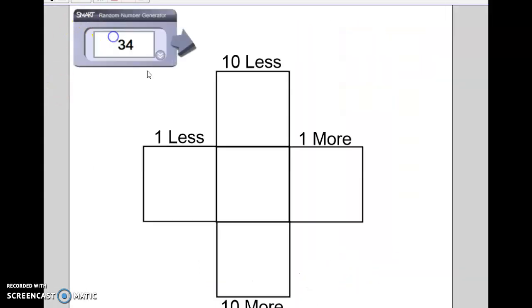Move these out the way. Let's get our middle number, 34. What's one less? Use a hundreds board if you need it. 33. What's one more? 35. 10 less. Go to your tens place. Take one away. 24. 10 more. Go to your tens place and add one more and you get 44.